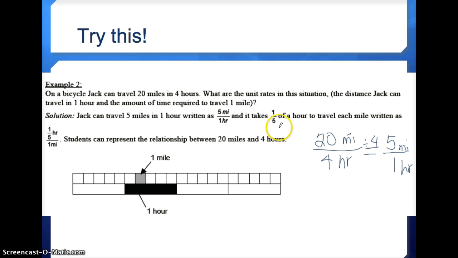And it takes 1/5 of an hour to travel each mile. And we can write it like this: 1/5 of an hour per each mile. That's how far he can travel per mile, right? So you can represent it both ways. Both ways are correct. So if you write it like this, 5 miles per hour, or 1/5 of an hour per mile, you can write it both ways, okay?